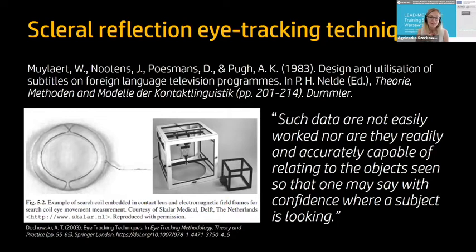So, you know, very ambitious, I think, enterprise doing this in the early 80s, and they said about the quality of data that they had, and I have a quote here, that such data are not easily worked, nor are they readily and accurately capable of relating to the object seen, so that one may say with confidence where a subject is looking. So they're basically undermining the whole idea. Okay, so they did this eye tracking study, but they couldn't say with confidence where people are looking, and that's the whole point. Okay, but they were pioneers, and well done for this.